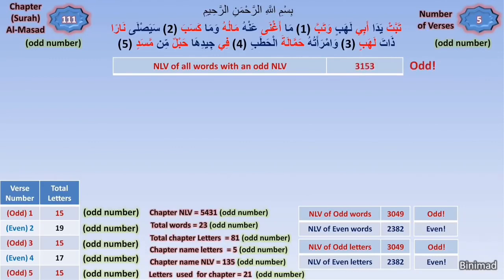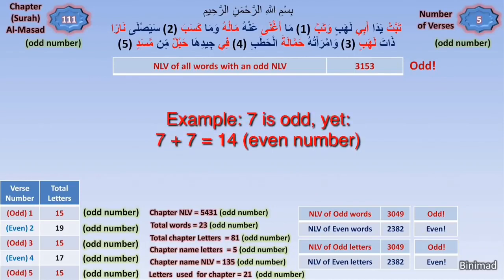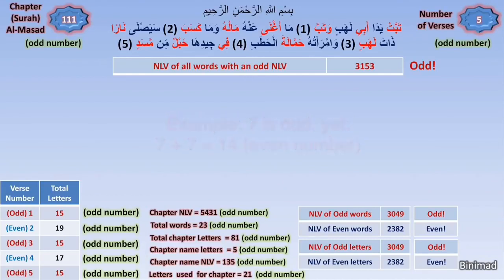3,153, which is an odd number, thus perfectly matching that they are each individually having total numerical letter values that are odd. This is striking because there is no reason why adding odd numbers should give us an odd total. For example, 7 is an odd number, but 7 plus 7 equals 14, which of course is an even number. This again is amazing, but can we show that this is not by chance?